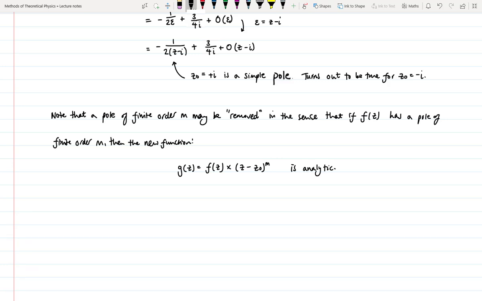That's easy to see from the Laurent series. Essentially, multiplying by z minus z naught to the M removes all negative powers in your series expansion, and so you recover a Taylor series for g of z, which makes g of z analytic. I'll note that an essential singularity cannot be removed in this way.